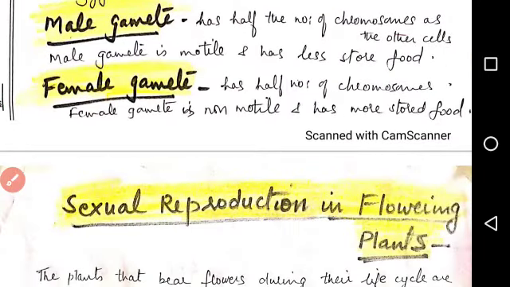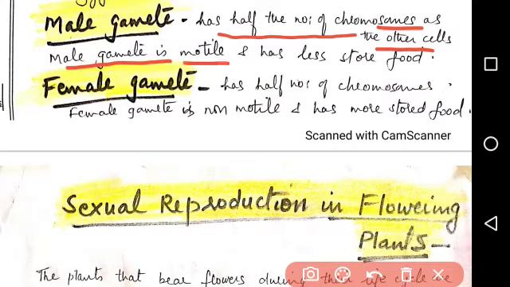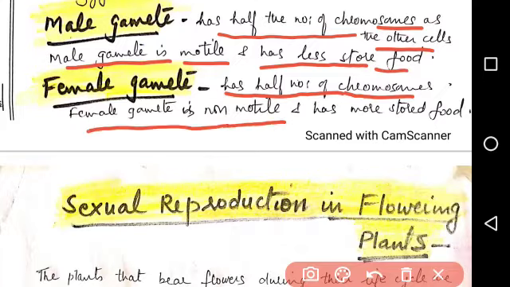Now what is a male gamete and what is a female gamete? The male gamete has half the number of chromosomes as the other body cells. The male gamete is motile and has less stored food. The female gamete also has half the number of chromosomes as the other body cells. The female gamete is non-motile and has more stored food.